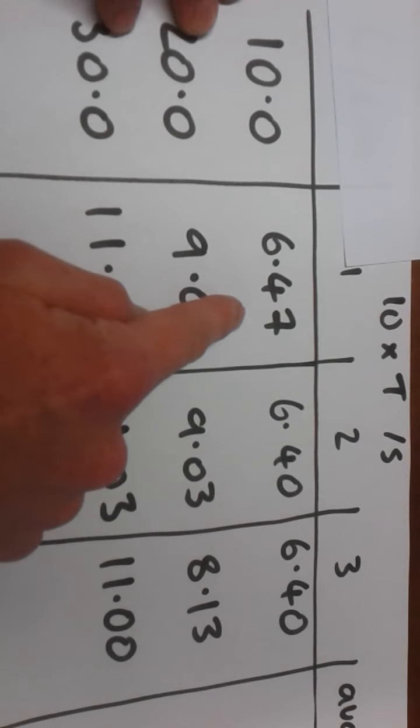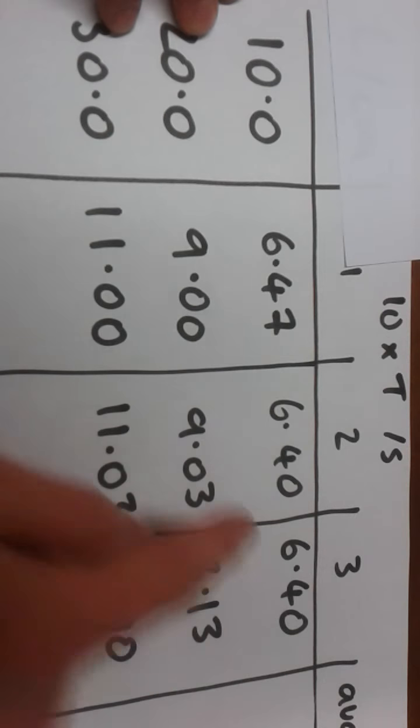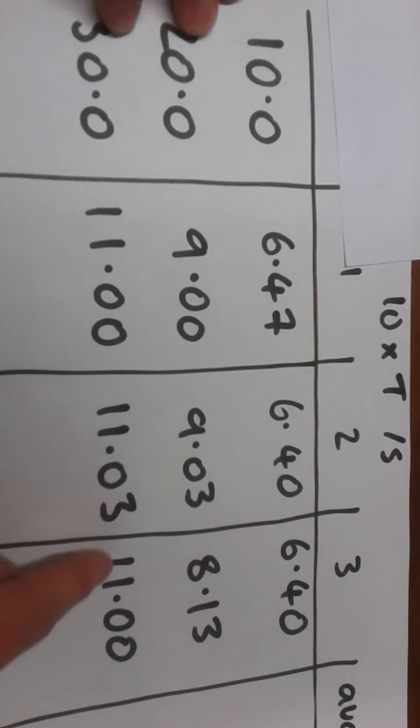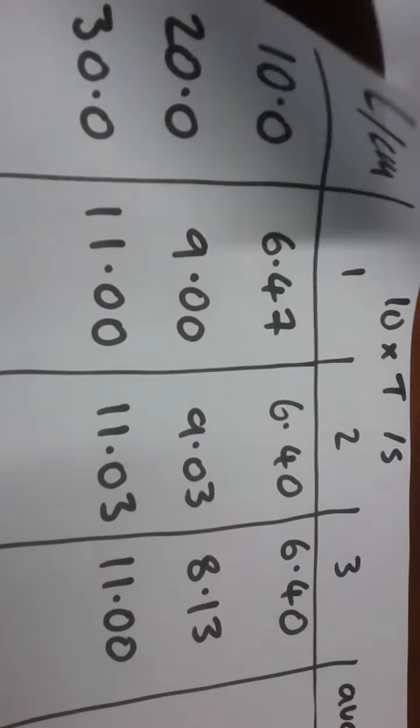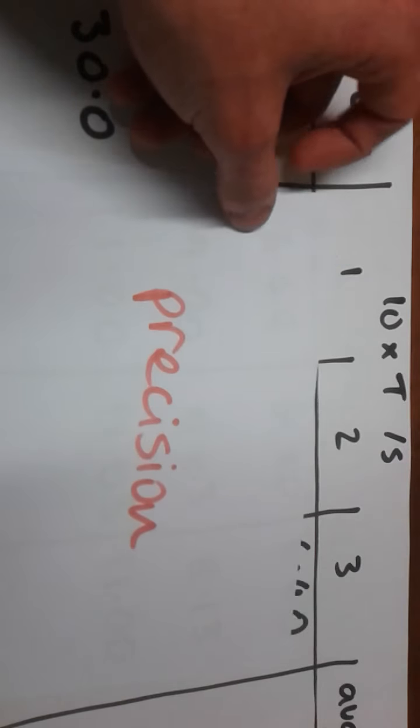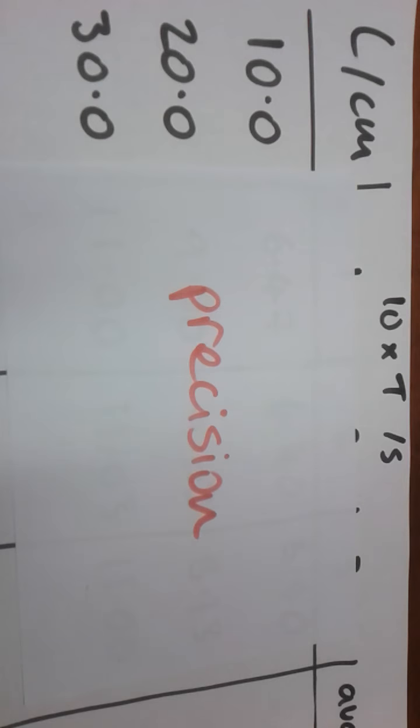So this one's got a spread of about 7/100ths of a second. This one's got a spread of about 3/100ths of a second. So I'm quite pleased with that precision, that variation of my measurements. But that's not to say it couldn't be improved.